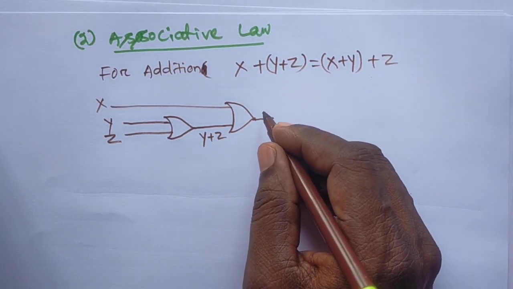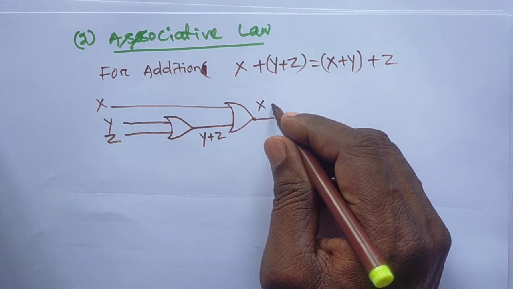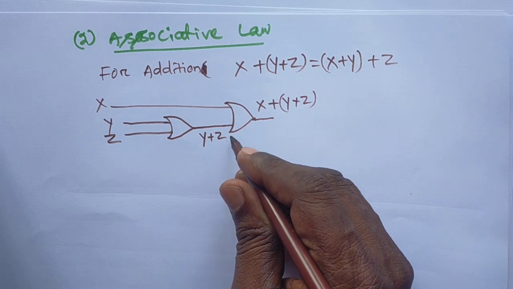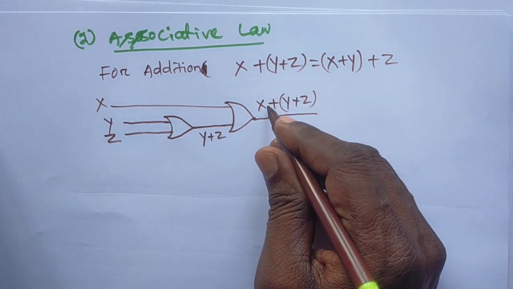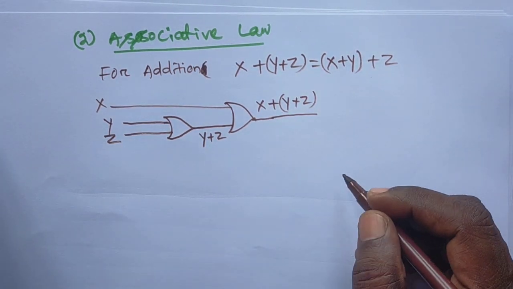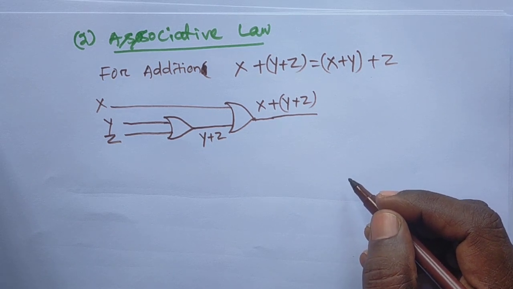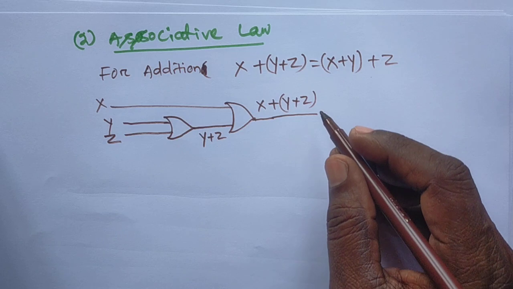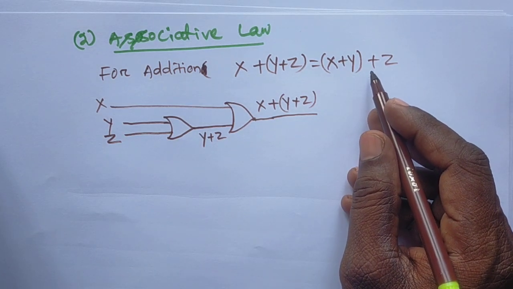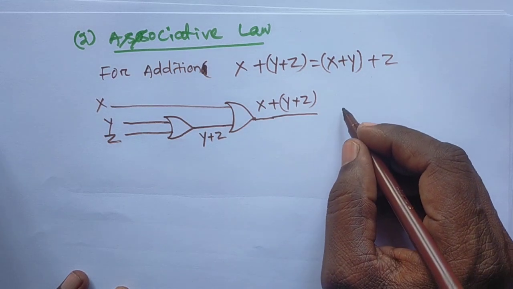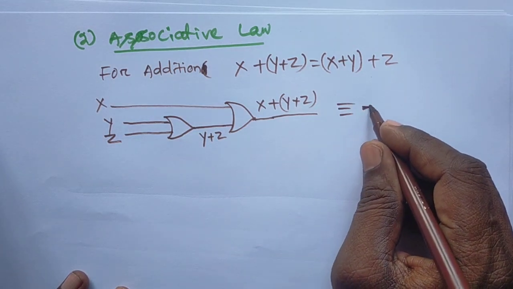In that case, the result will be x plus y plus z, because y plus z is here, added with x, we can get this. Okay, this is the basic concept. And we have to show that this is equivalent to this one. So now we see the second part, which is equal to this one.